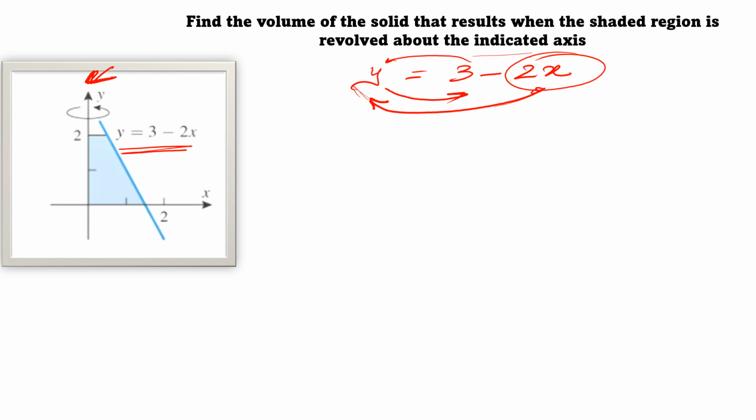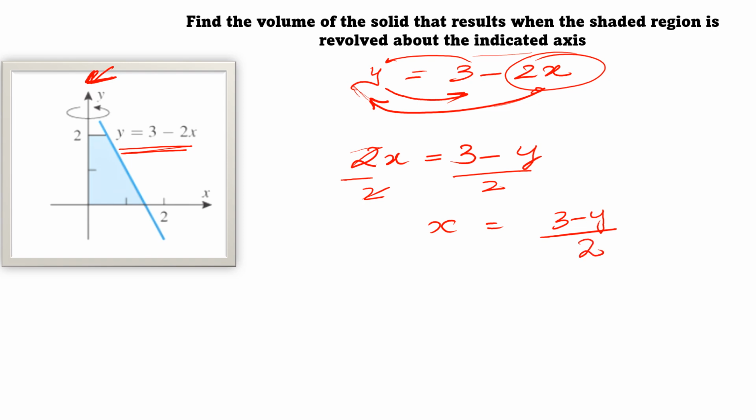So minus 2x goes there, it becomes positive 2x. And on this side, you keep the 3 as it is. Bring the y on the other side. You will get 3 minus y. Divide the whole equation by 2. So you will get x equals (3 minus y) whole upon 2. Now the equation is written in terms of x equals f of y.